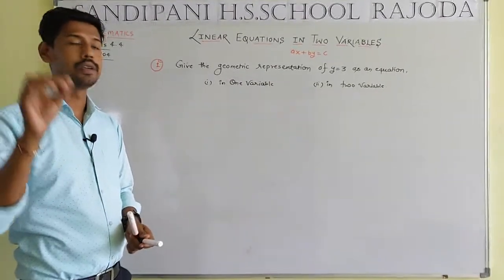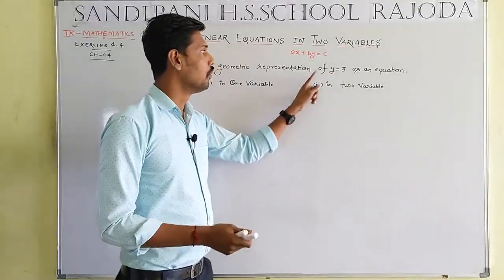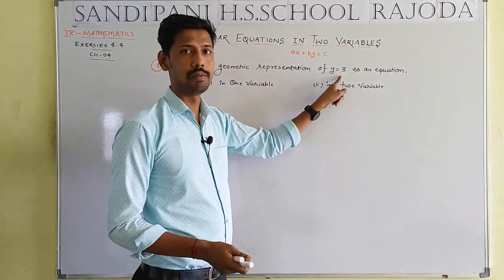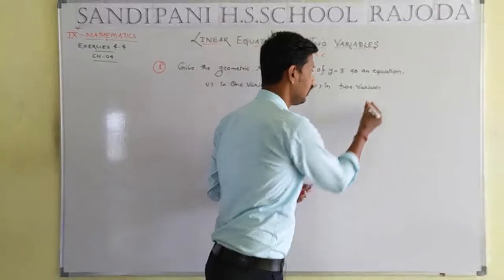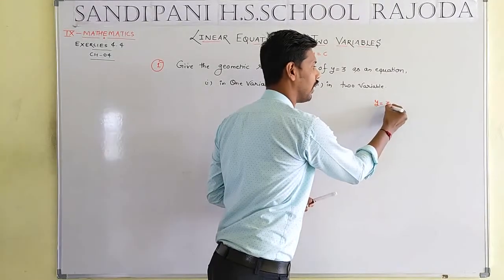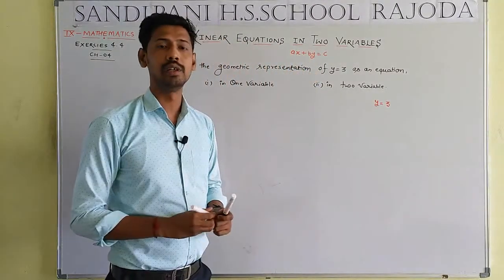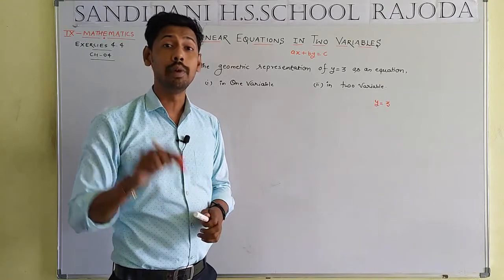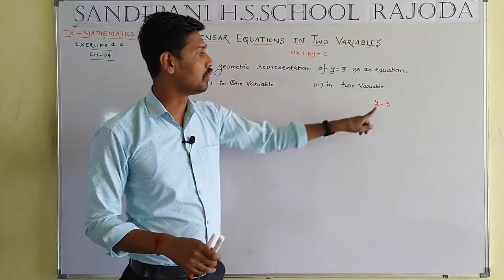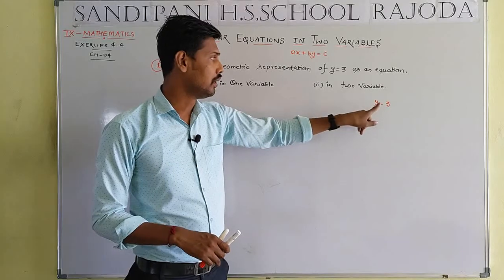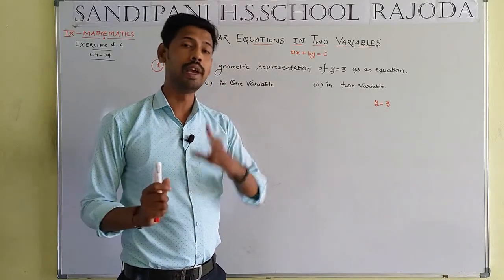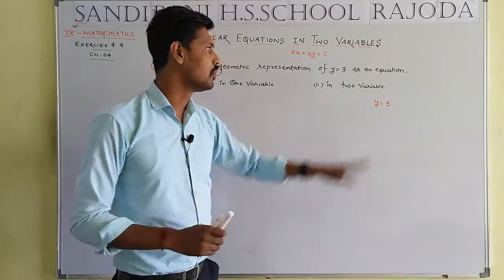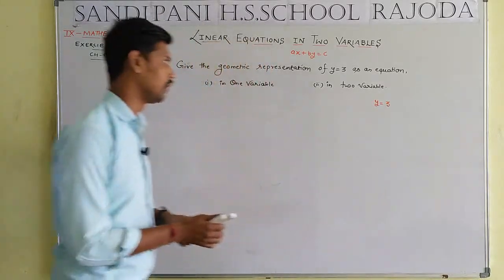That means a graph of y equal to 3. What is the meaning of y equal to 3? That means an equation. Here I have an equation, y equal to 3. Y equal to 3 means the value of x will be equal to 0, because you see I wrote y will be equal to 3. Here the value of x is absent, so the value of x will be equal to 0.